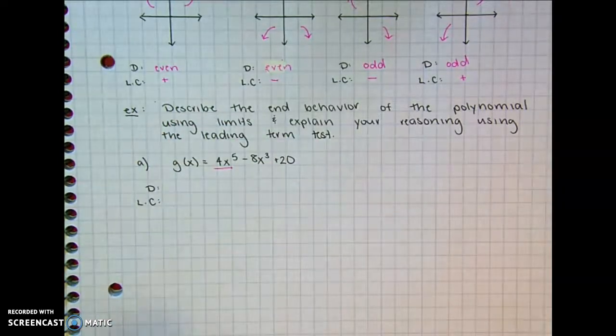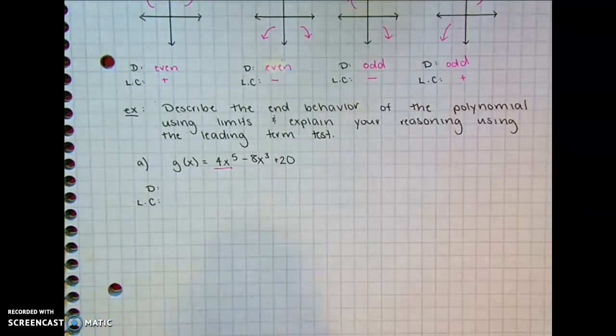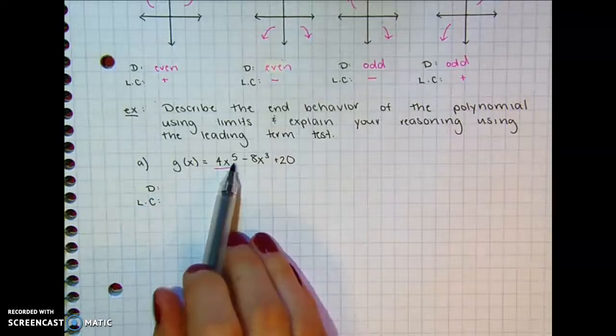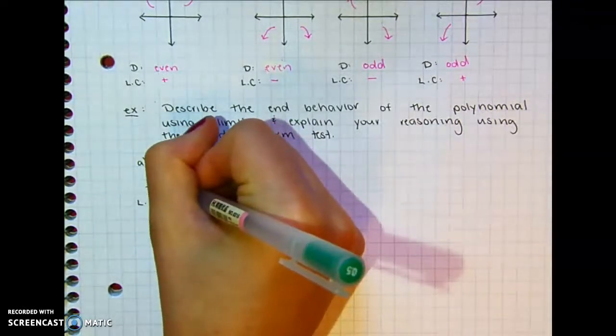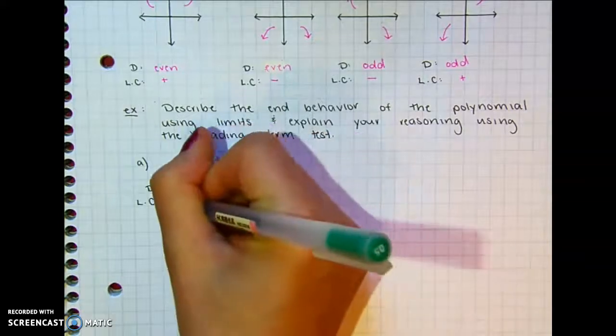So required is, obviously, well, maybe not obvious, but is determining these. So what is the degree? So 5 is the degree here. And what is the leading coefficient? The leading coefficient is 4.